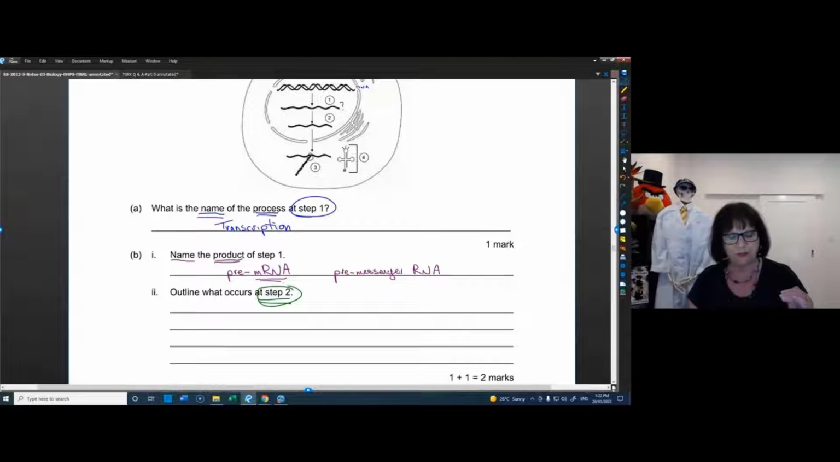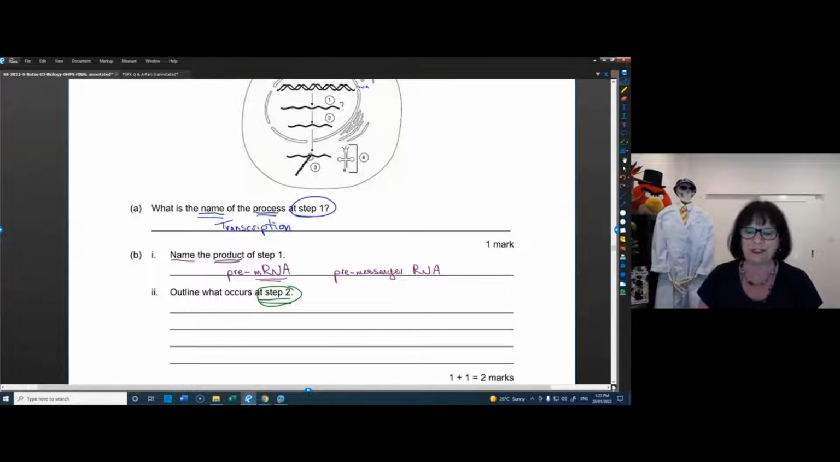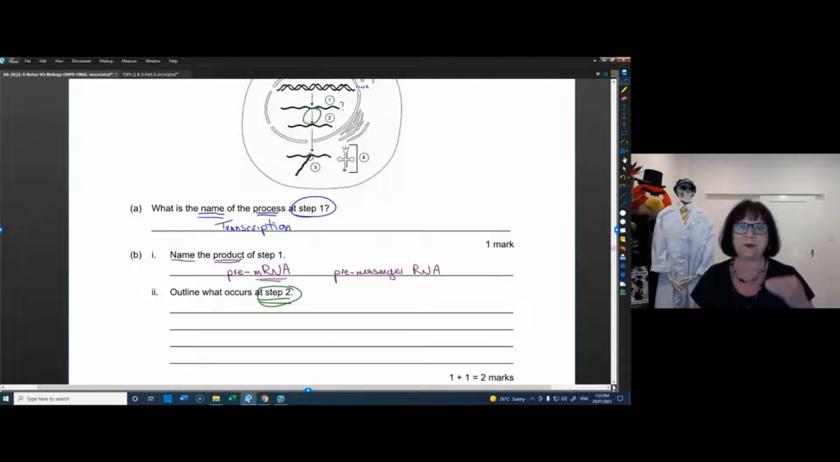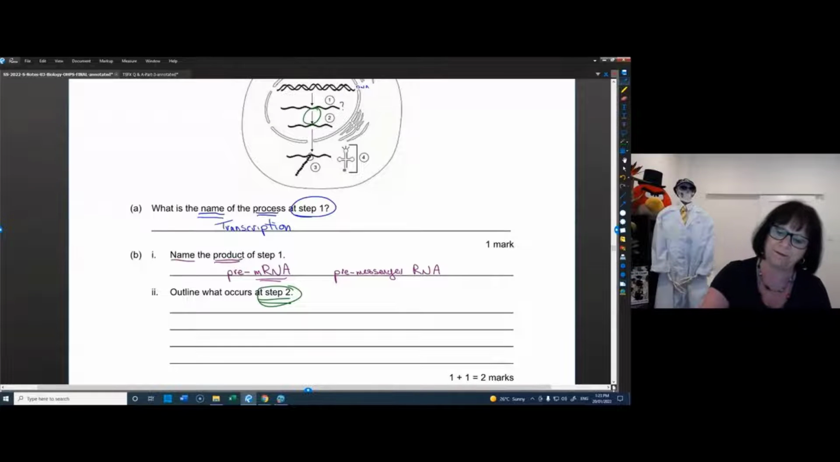Now, what a lot of students do is they see part 1 is step 1, so they then read part 2 of this same question as asking what is happening in step 1. That's not what the question is. It's asking you what is happening in step 2. And step 2 is where we are going from the pre-messenger RNA to the messenger RNA.